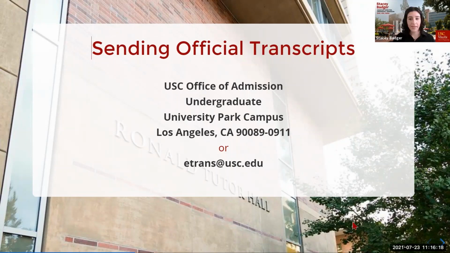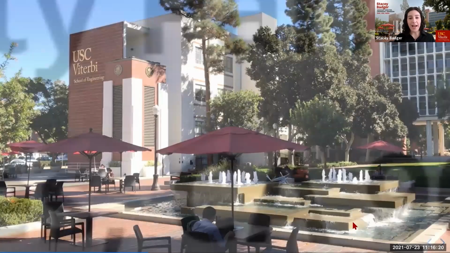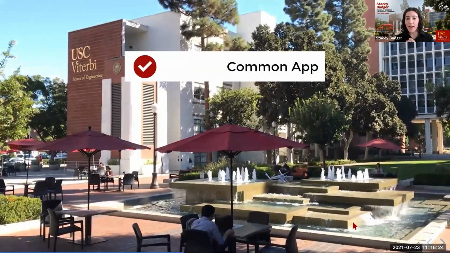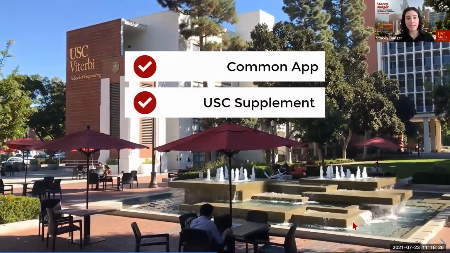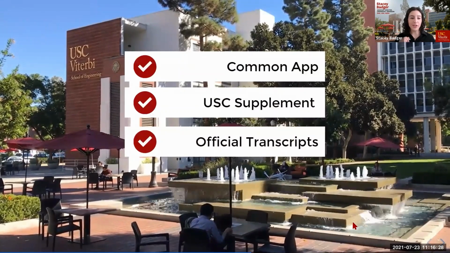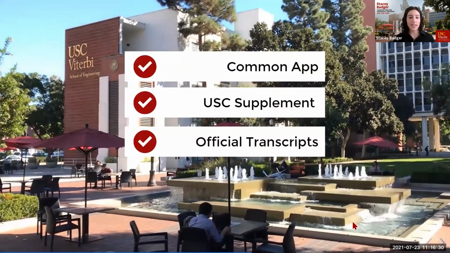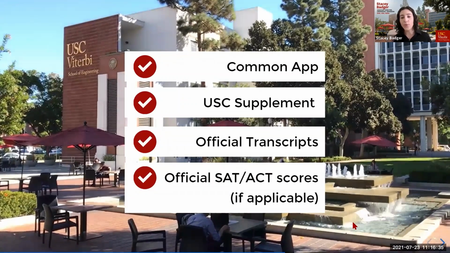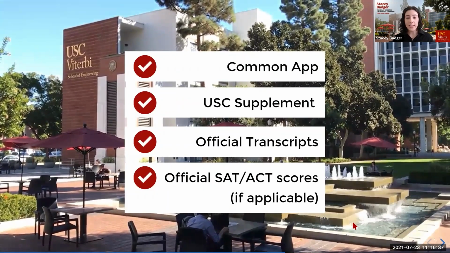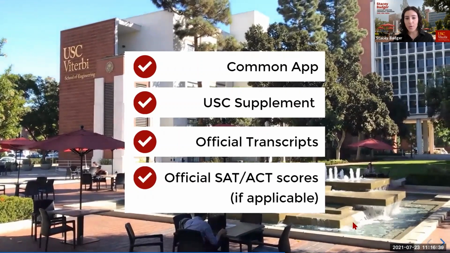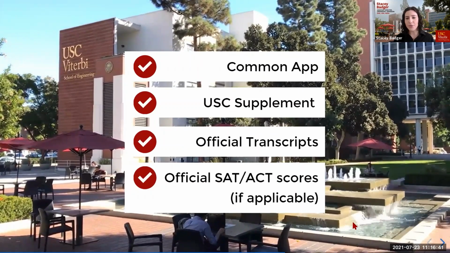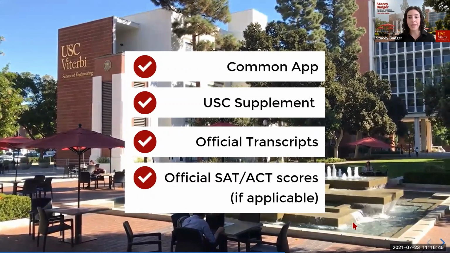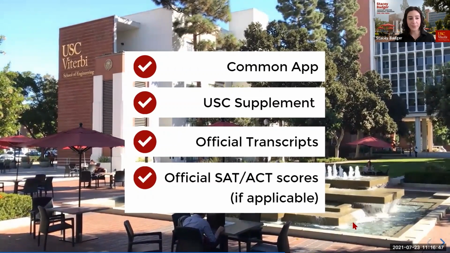So a complete application will have all of the following. It will have the Common App submitted. It will have the writing supplement submitted. It will have your official transcripts that you sent, and it will have your SAT or ACT scores, if you've provided them, those should be officially sent as well. As you can see, these are all of the things we require. We don't require portfolios or subject tests or anything like that. So all of these components do make up a complete application for USC Viterbi.